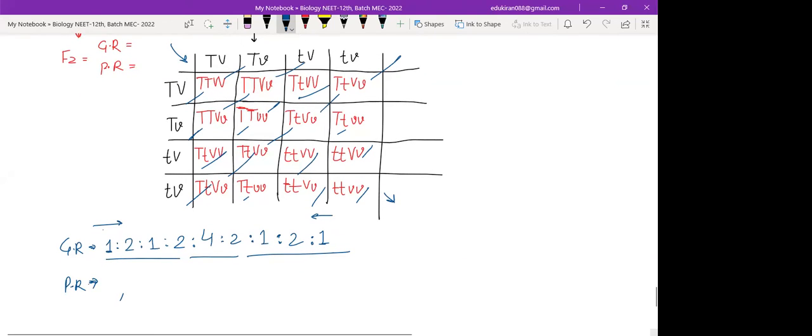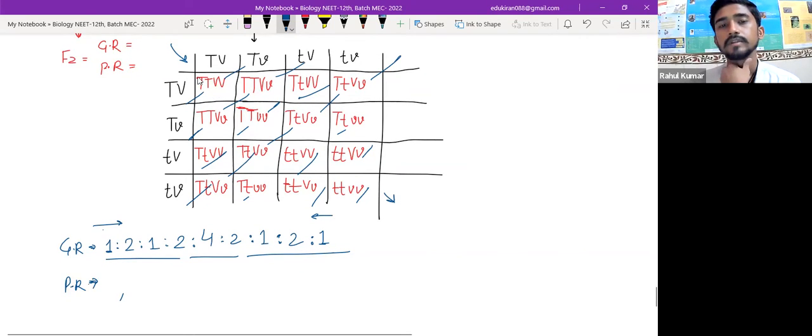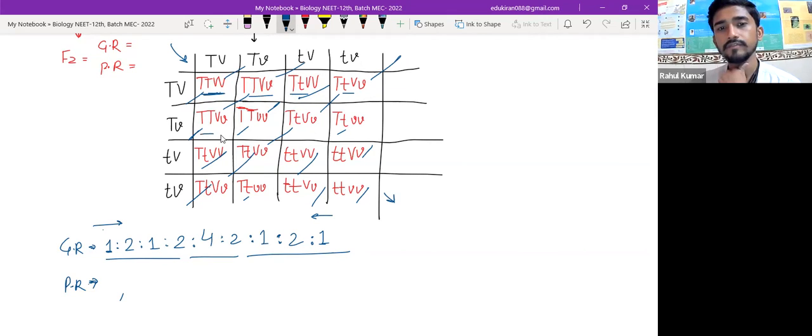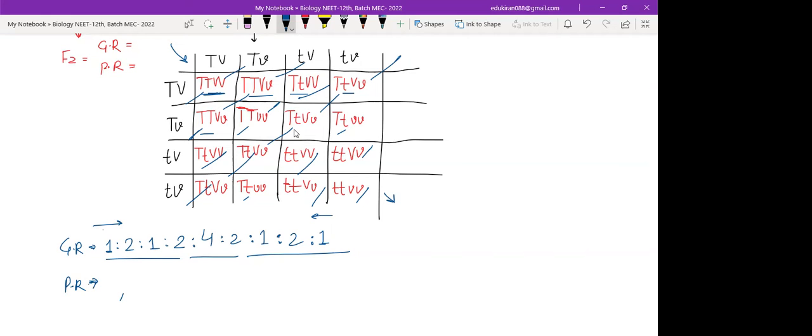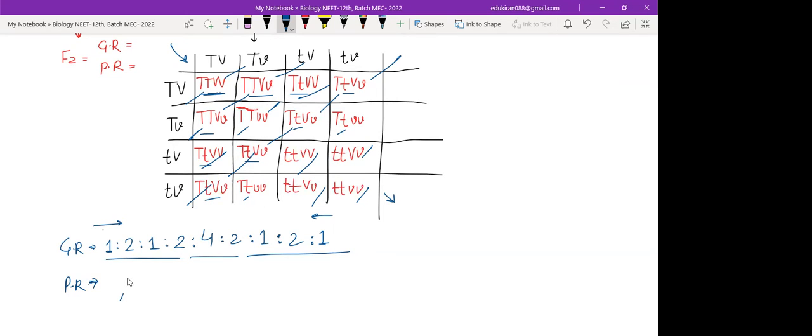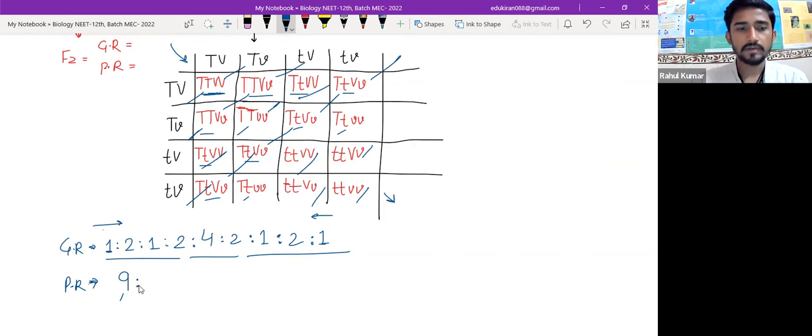How many of them will be tall and violet? Let's count. This will be tall and violet, right? 1. This will be tall and violet. 2, 3, 4. Then 5. This will not be tall and violet, right? This will be tall and white. 6. This will be tall and violet. 7, 8, and 9, right? Anyone else which is tall and violet? No. So 9 will be tall and violet.